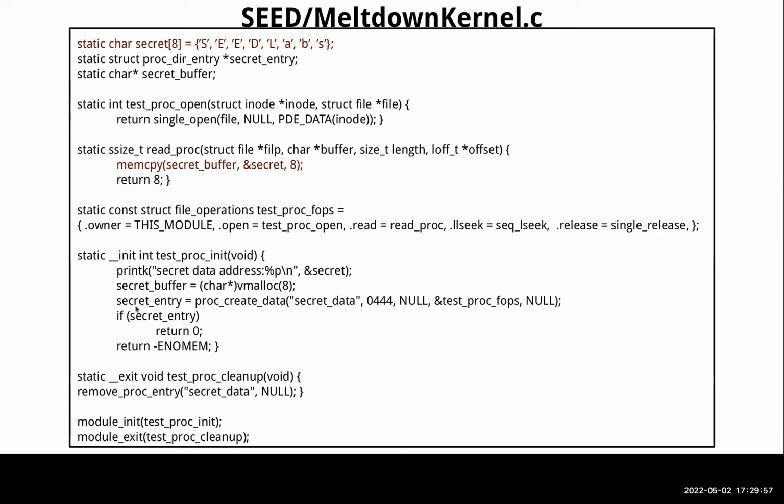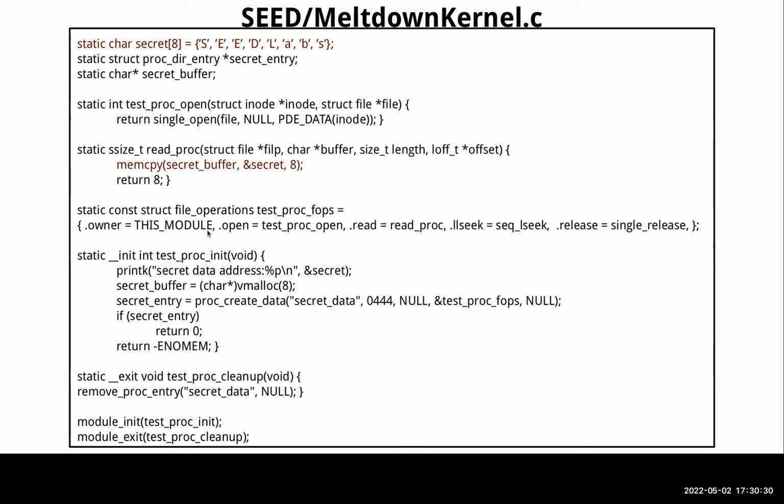Then we create an entry in the proc file system. If you use Linux, you know the proc file system, you can retrieve a lot of information about the kernel. So we just create a file under that pseudo file system, which we call secret data. For this entry, we will be able to open it, read it, and we have a seek and release, you could say.